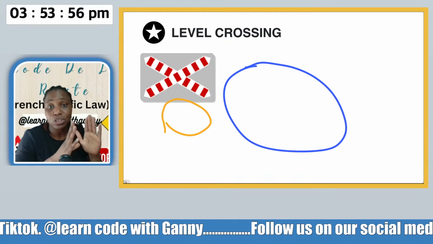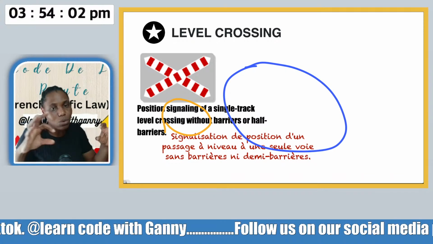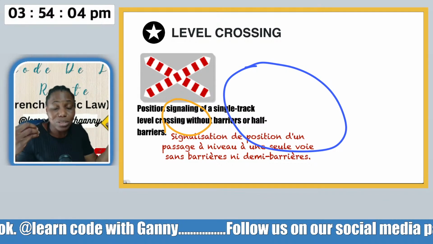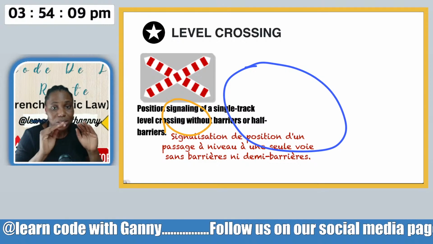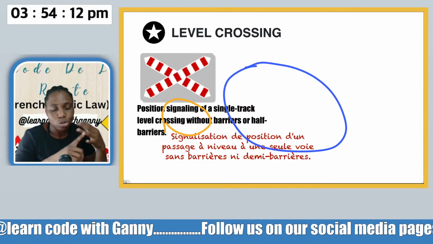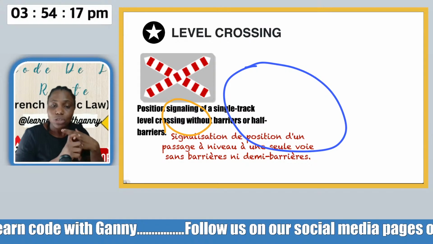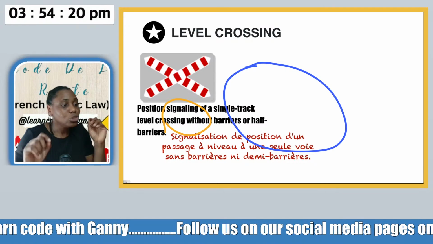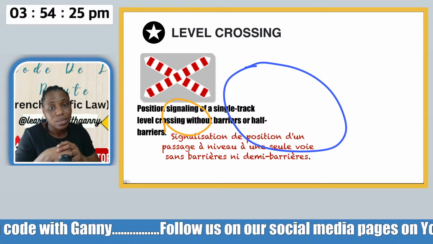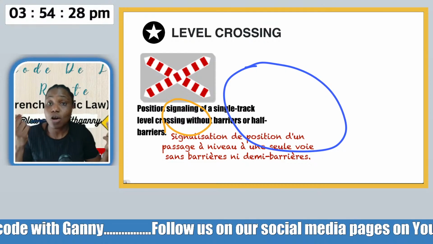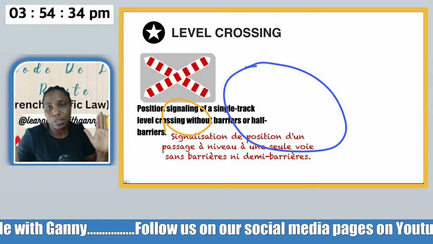This one is called the positioning of a single railway track. It's only one railway line that is there, crossing without bar or half bar. There is nothing there. So what do you do here? There is no control. There is no bar guard watching it. There is no automatic system there. You who want to pass, what are you going to do? You need to move very slowly, at a slow pace, and make sure there's no train coming before you cross it, because there is nobody to watch anybody.